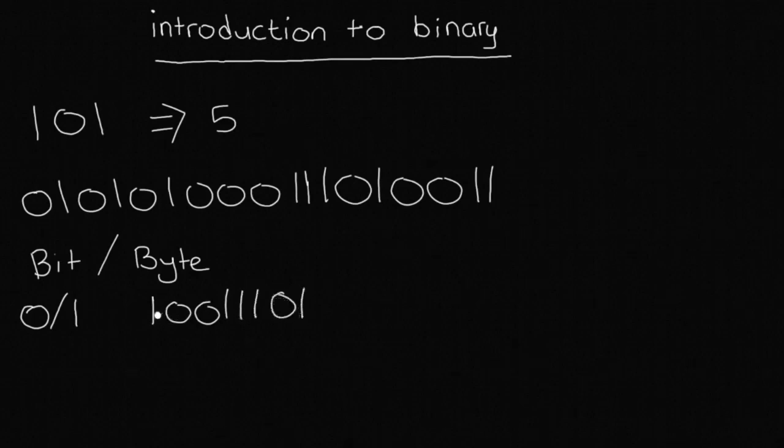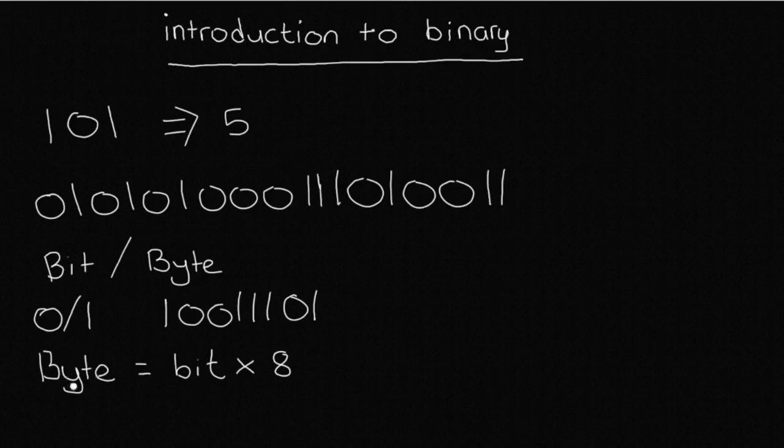So as you can see, if we count these up, we have 1 2 3 4 5 6 7 8. So we have 8 of these ones and zeros, and this is called a byte. So we could think of it as a byte is the same thing as saying 8 bits. So 1 byte is the same as 1 bit multiplied by 8, or 8 different bits.